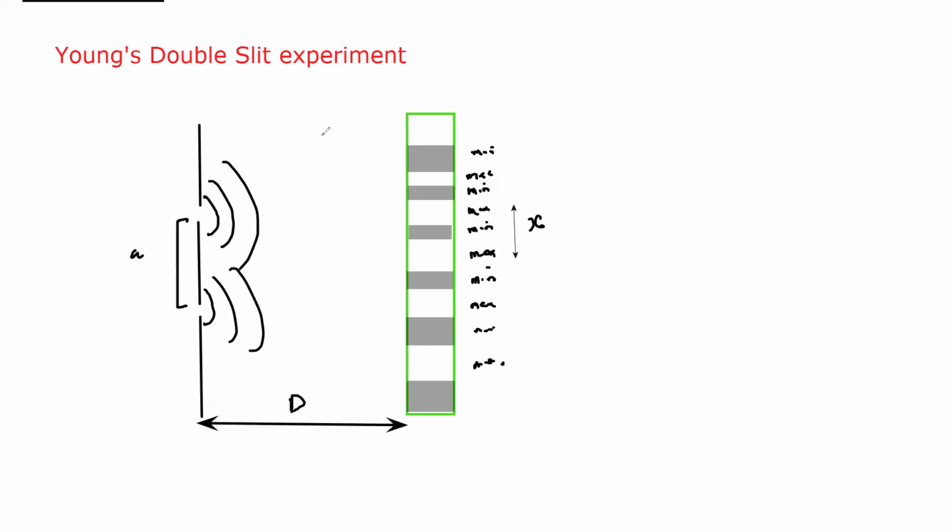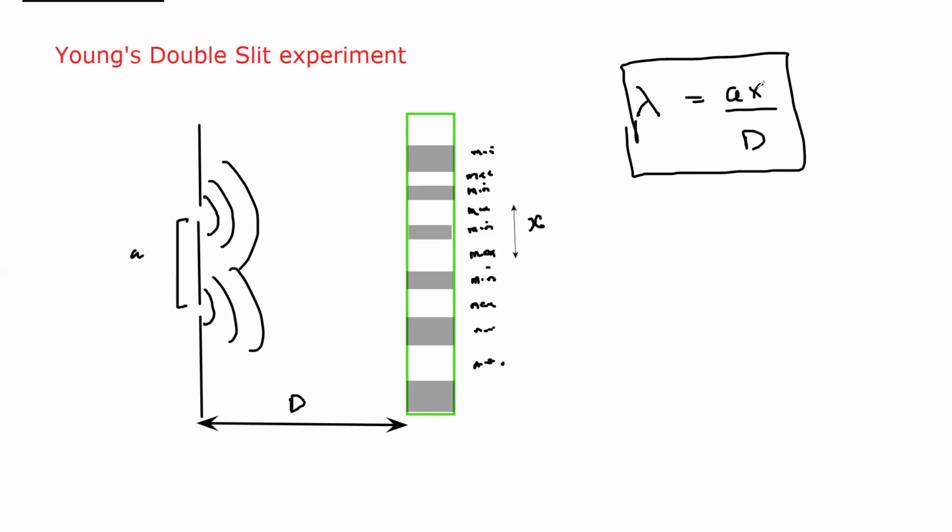So both are acceptable. So how he related all of them is that the wavelength of the wave which is used is actually equal to aX divided by D. So this is a formula which you have to learn. Like, I will give an example.